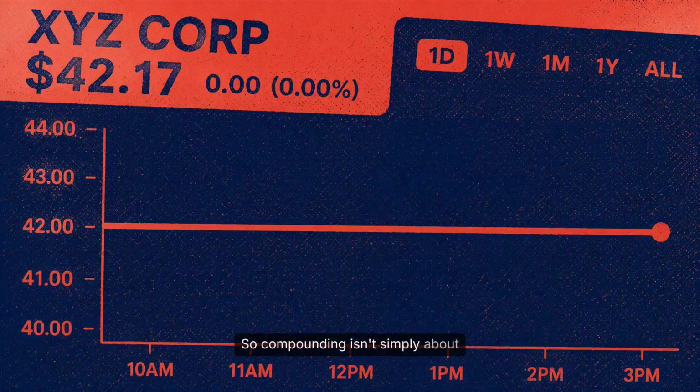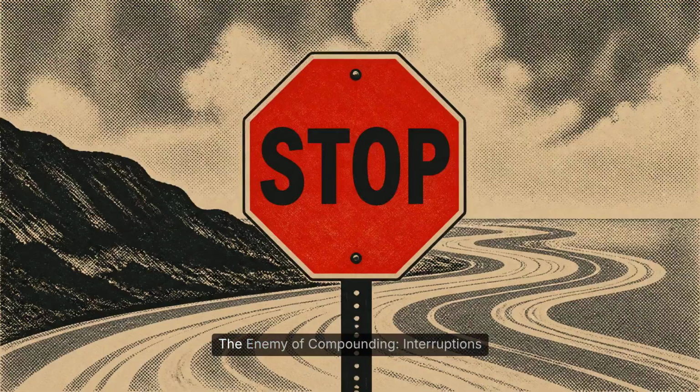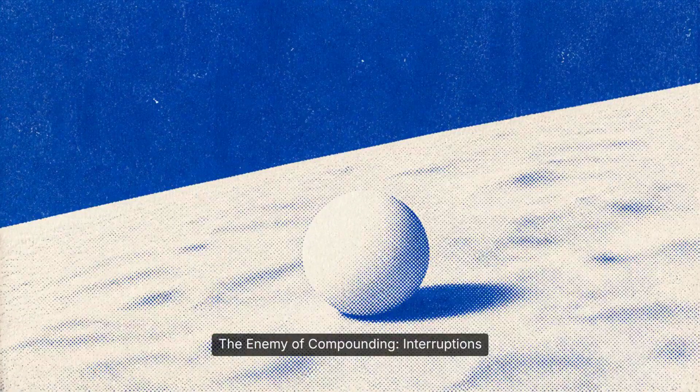So compounding isn't simply about an asset's price increasing. Reinvested income can also contribute to compound growth. The enemy of compounding: interruptions.